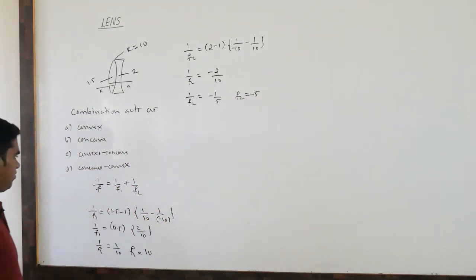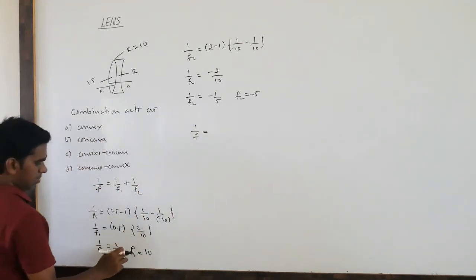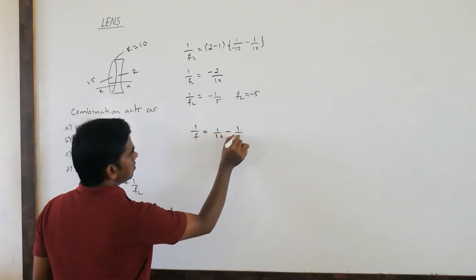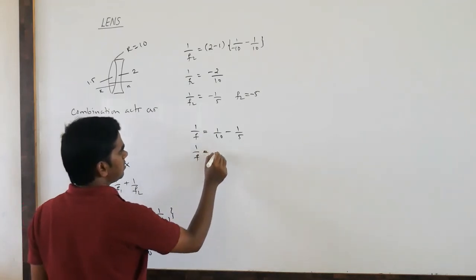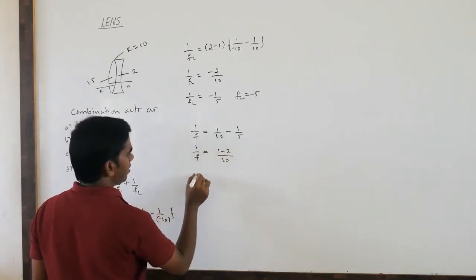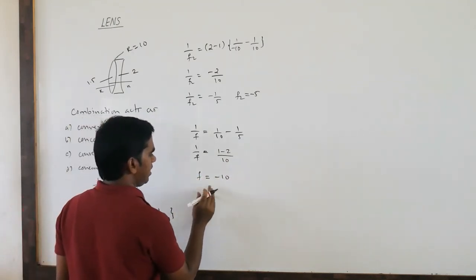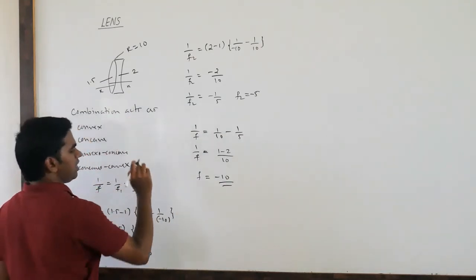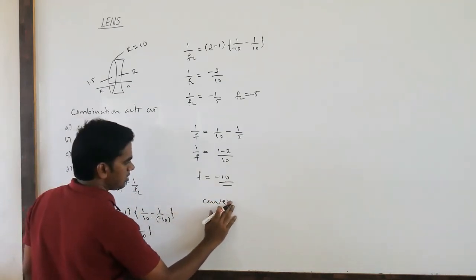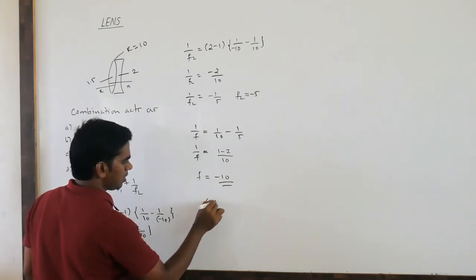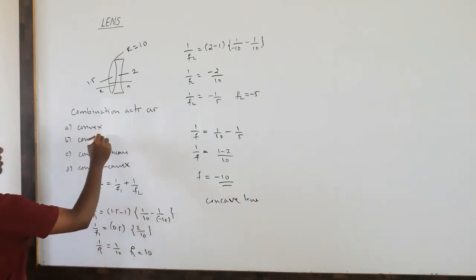Okay. So what is the equivalent focal length? 1 by f equals 1 by f1, which is 1 by 10, minus 1 by 5. So 1 by f equals (1 minus 2) by 10, so f equals minus 10. Since you are getting minus 10, the combination acts as convex? No, not convex, it is concave, because a negative focal length means a concave lens. So your answer is going to be concave.